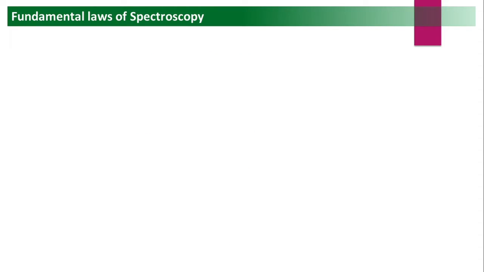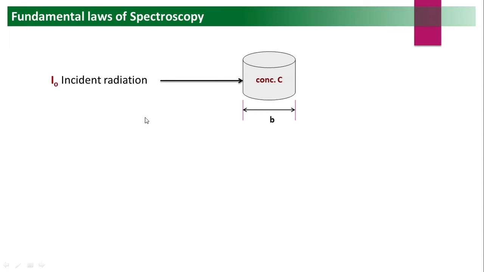Now we will see some of the fundamental laws which are useful in spectroscopy for determination of the absorbance. What is absorbance, what is transmittance, what is incident light, what is transmitted light, we will see in these slides. Suppose this is a sample holder, that is a cuvette, which contains a sample whose concentration is C. The diameter of this cuvette or sample holder is B. Now these are the incident radiations, that is I0, and then these are the transmitted radiations, I.